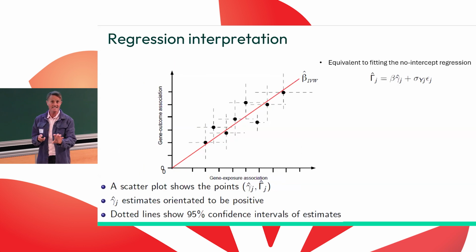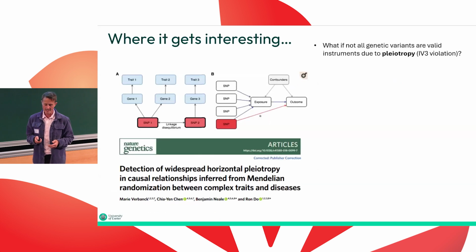So you can see that these data points have uncertainty attached to them. So it's like doing a linear regression with some accounting for the fact that those data points have some uncertainty attached to them. Now, where it gets interesting is that it may not be the case that all of the genetic variants that you're trying to use for your analysis are valid instruments.